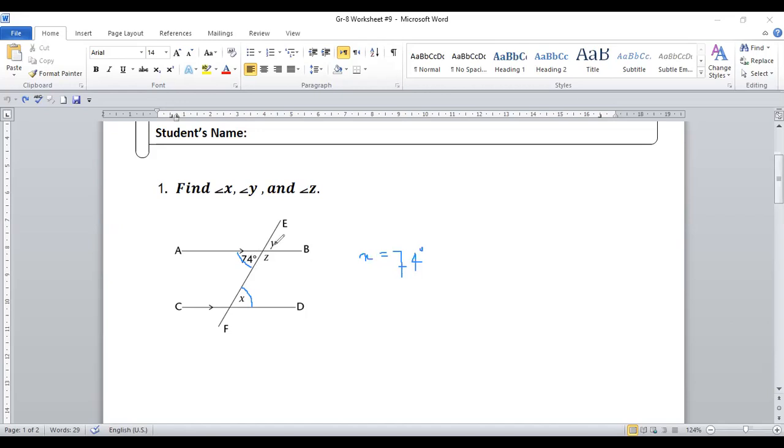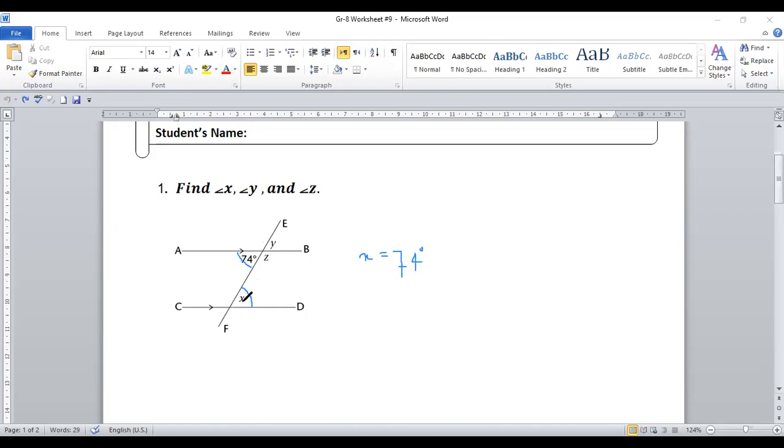Similarly, angle y is also going to be 74. You can find out that y is 74 because they are alternate angles, or you can also say that they are corresponding angles. We know that x is 74.